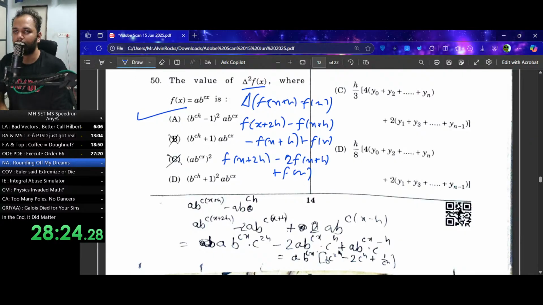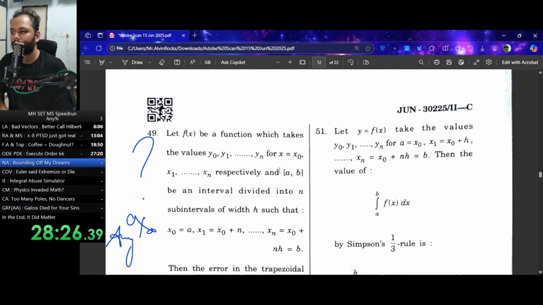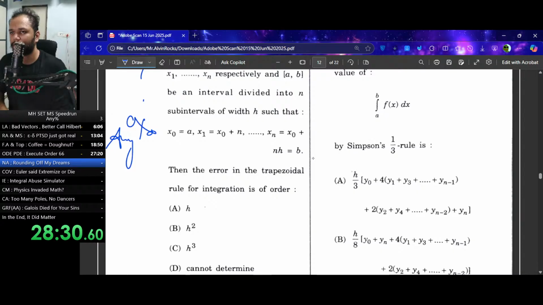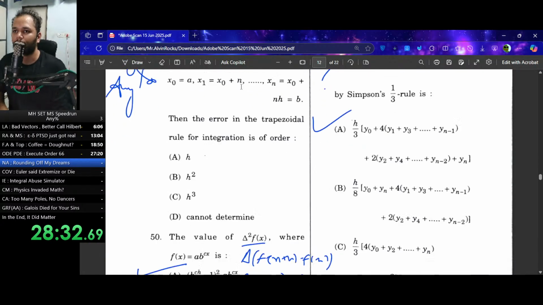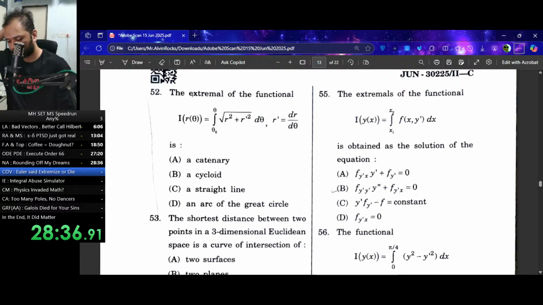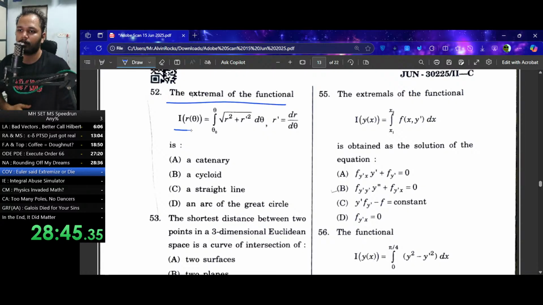Computations give you the same straight. Simpson's 1/3 rule. No idea. No time to solve those questions. Right. Extremal of the functional. I'll just go with this one. No idea on this question.